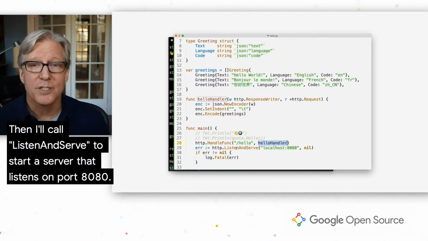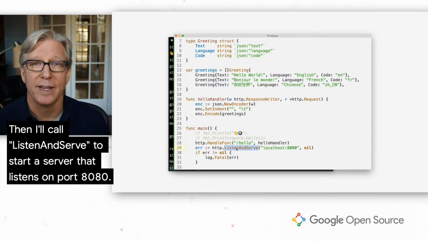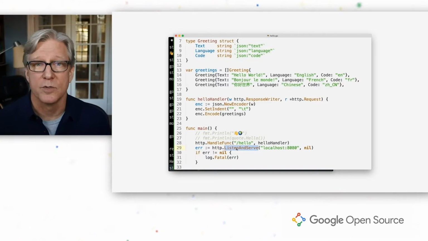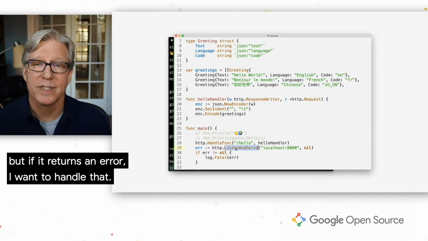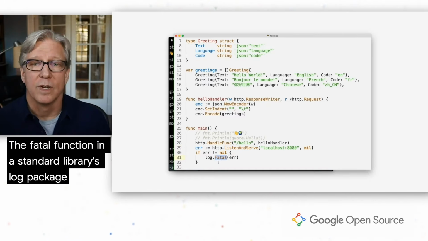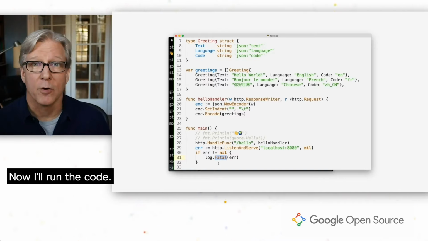Then I'll call ListenAndServe to start a server that listens on port 8080. Ordinarily, ListenAndServe just starts and runs without returning a value, but if it returns an error, I want to handle that. The Fatal function, in the standard library's log package, will log the error and exit. Now I'll run the code.